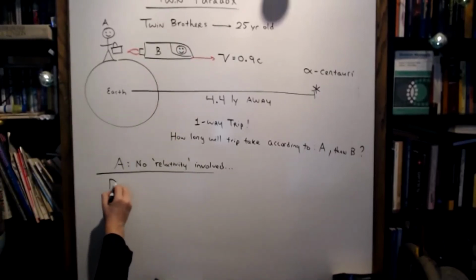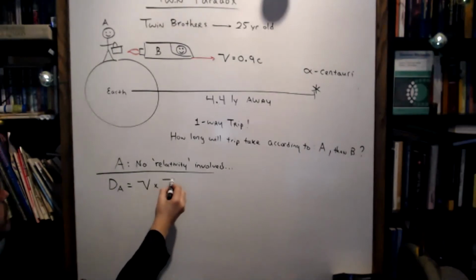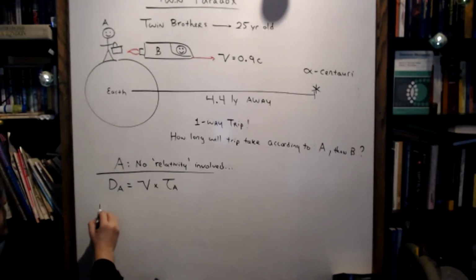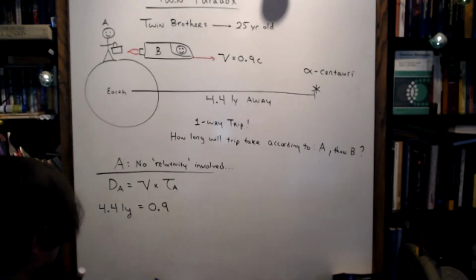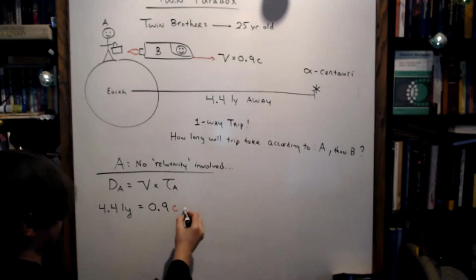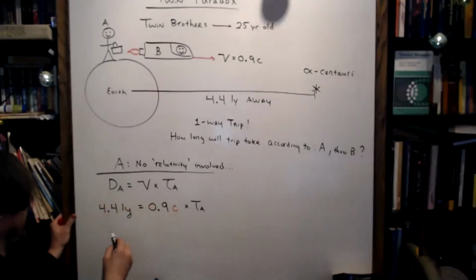The distance traveled according to A is the velocity of the ship times the time according to A. The distance that A measures to Alpha Centauri is 4.4 light years. The velocity of the ship is 90% the speed of light. And therefore, we can solve for A's time by doing 4.4 divided by 0.9c.